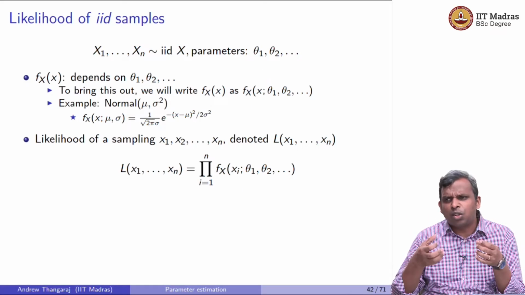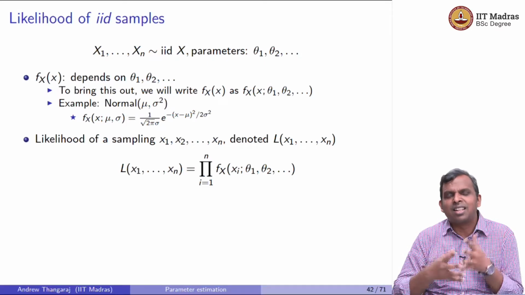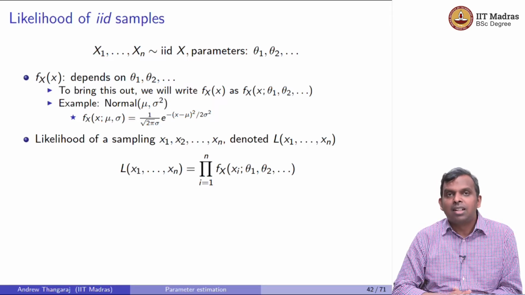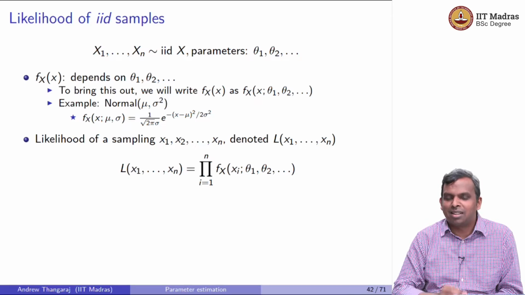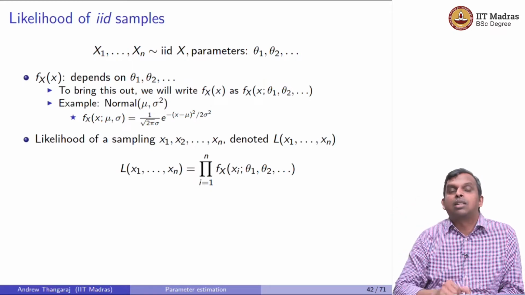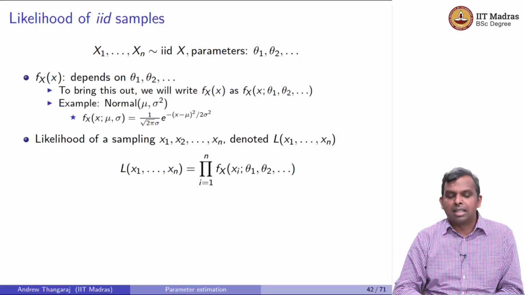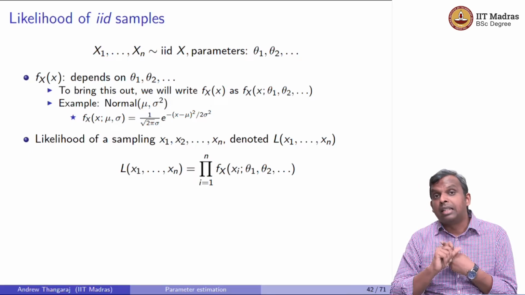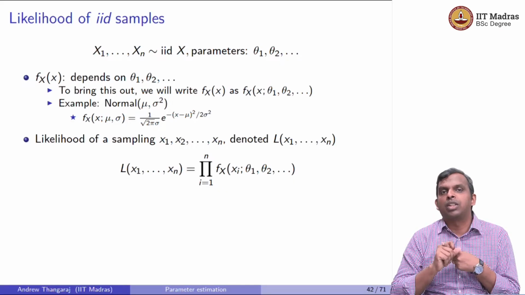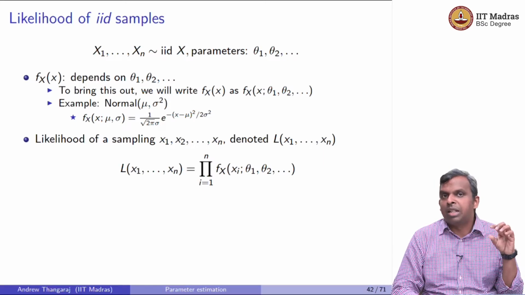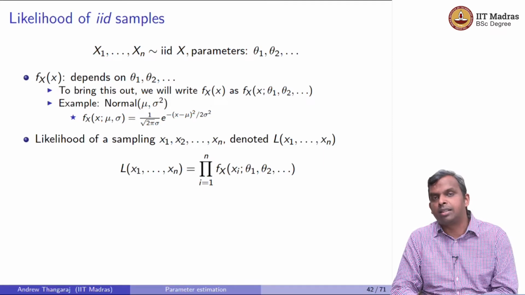Even the density sort of represents how likely it is that you got that particular value. So likelihood is a good word for this expression. It represents in some sense how likely I was to observe this particular sample. But remember what's very important: given the samples, the likelihood is a function of the unknown parameters of the distribution. Say that to yourself again. It's a very, very important idea that is sort of hidden in this expression.